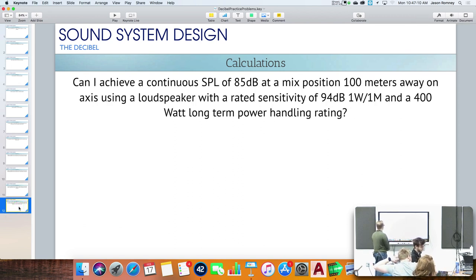Last one. You ready? Similar question, but just word it a little bit differently.